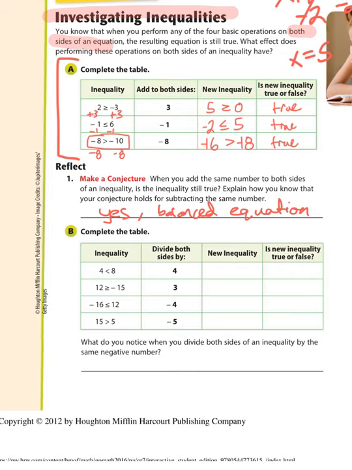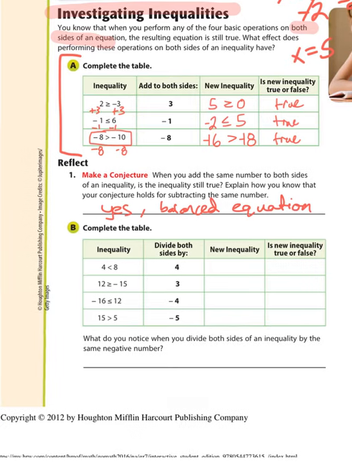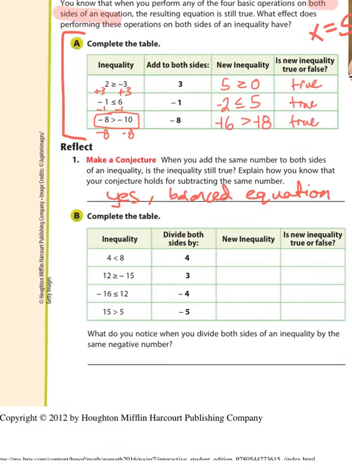Example B, letter B. We're going to experiment with division now. So we have 4 is less than 8. We're going to divide both sides by 4. 4 divided by 4 is 1. 8 divided by 4 is 2. Is 1 less than 2? Yes, it is. All right, now I know some of you are getting a little bored with this and want to zoom through, but we're about to come to an important piece of information, so just stick with me, okay?